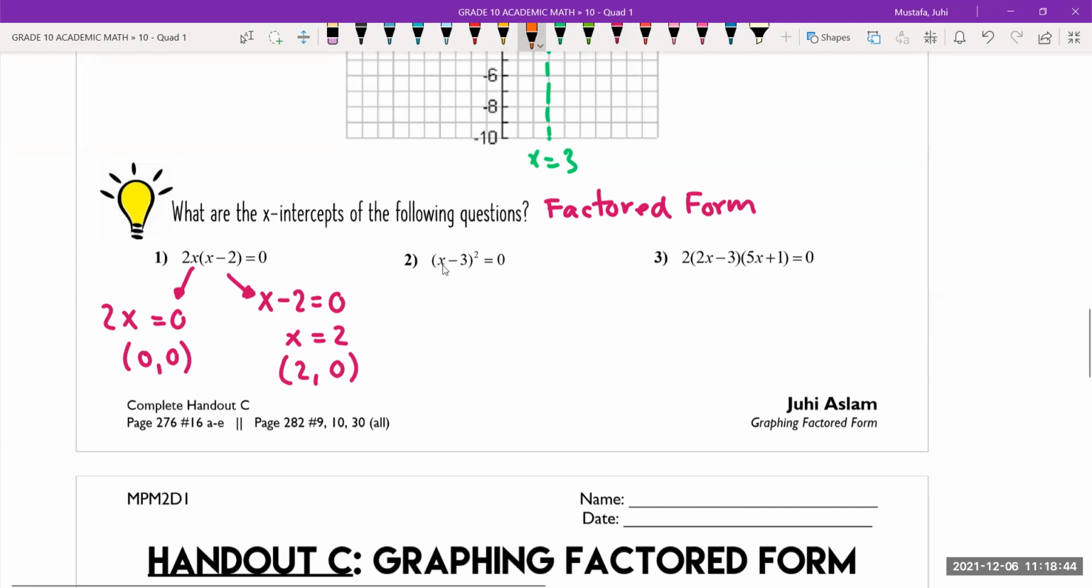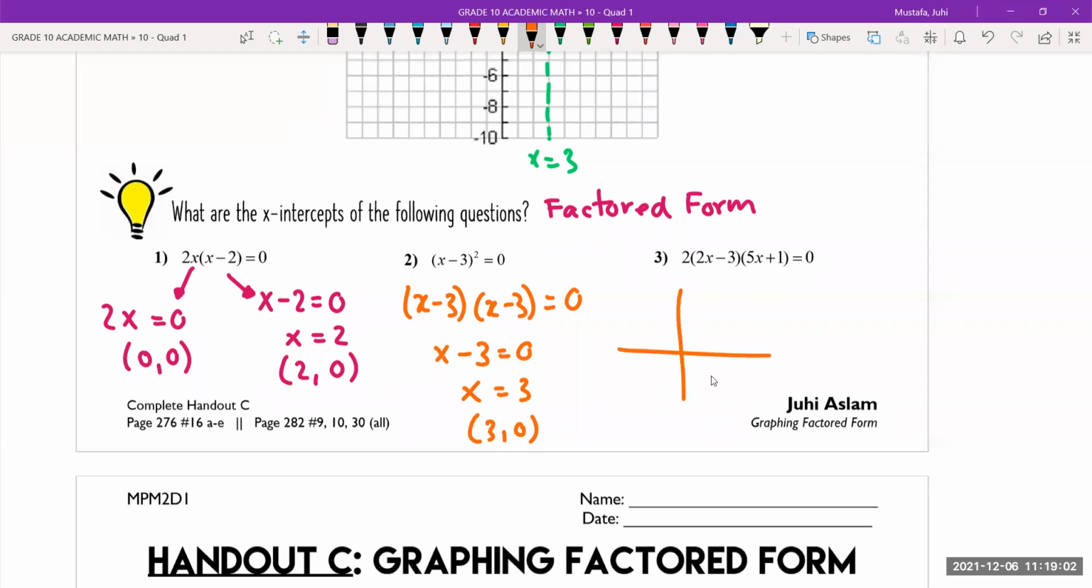How about this example here? This is kind of like saying x minus 3 times x minus 3 is equal to 0. And in either one of these cases, x minus 3 is equal to 0, x is equal to 3. Your x-intercept is going to be 3, 0. But why is it repeated like this? Well, this is one of those cases where you have your parabola that is basically sitting right on the x-axis. That's why it's listed twice. It's still a parabola. It still has an x-intercept, but both of them are the same because the parabola is actually sitting on it.